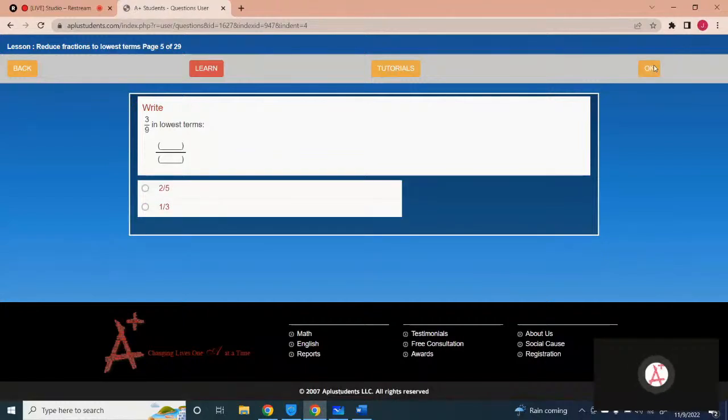Okay, 3 by 9 in lowest terms. So 3 by 9 in lowest terms is 1 over 3. Very good. You have to divide both numerator and denominator by the greatest common number. So the greatest common number is 3. When you divide both the numerator and denominator by 3, it would be 1 over 3. Got it?